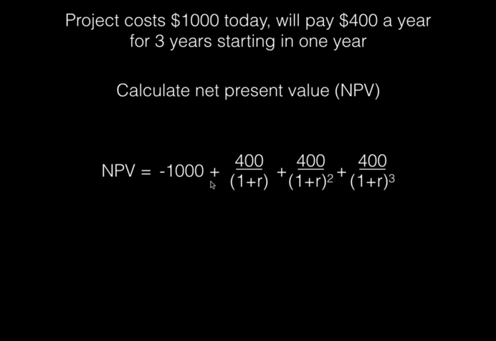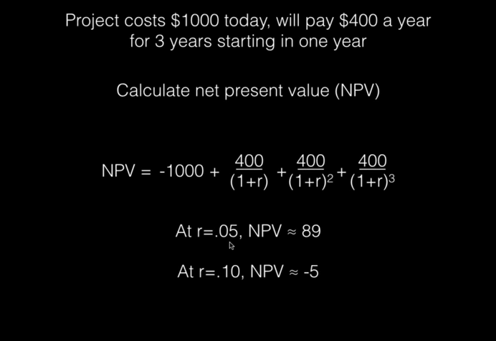So the $1,000 is today's cost, so I don't have to adjust that. That's in present value terms. But then my $400 payment, I have to discount it. So I'm getting that one in a year, I'm getting that one in 2 years, I'm getting that one in 3 years. Right? So that's the calculation we're doing. And if we do that, let's start out assuming the interest rate is 5%, and you did that calculation, you would get a net present value of $89.